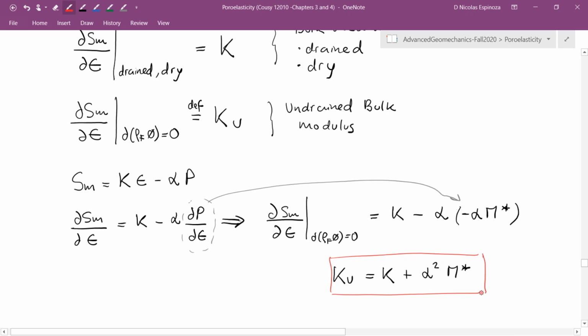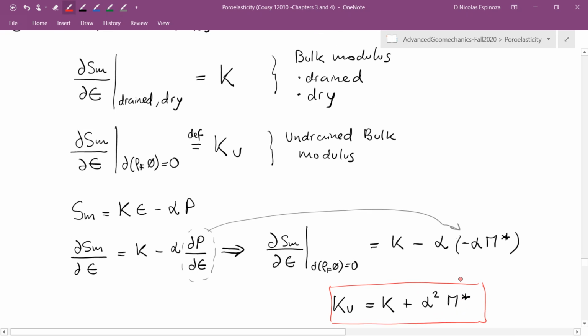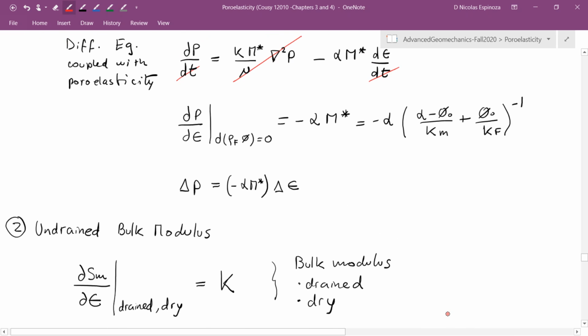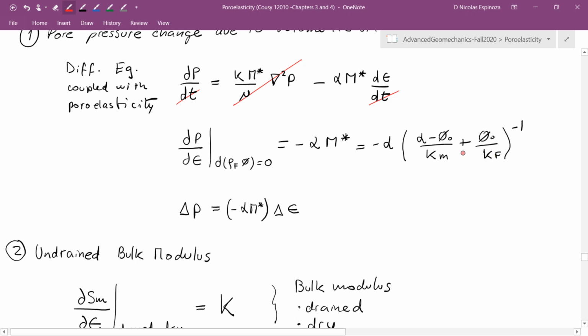And notice that it is going to be higher than the drained bulk modulus because now we're taking into account also the stiffness of the fluid within the pore space, which is taken into account through this Biot modulus, where the Biot modulus depends on the poroelastic parameters, alpha, initial porosity, bulk modulus of the matrix, but also on the bulk modulus of the fluid.